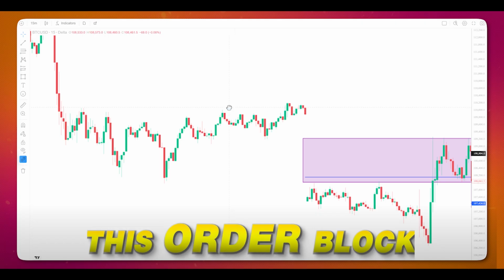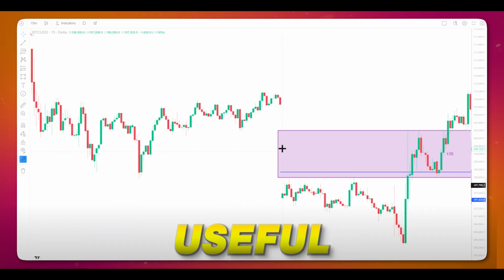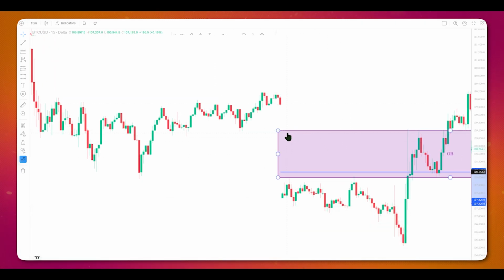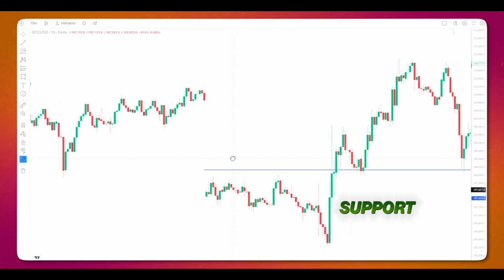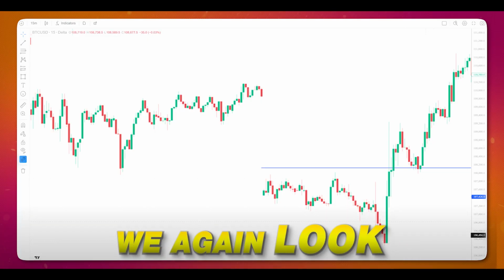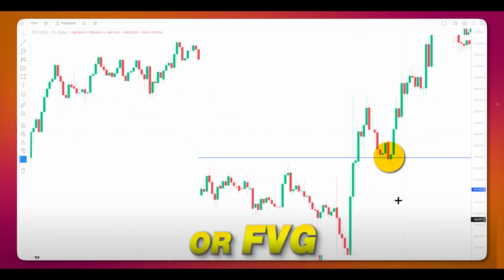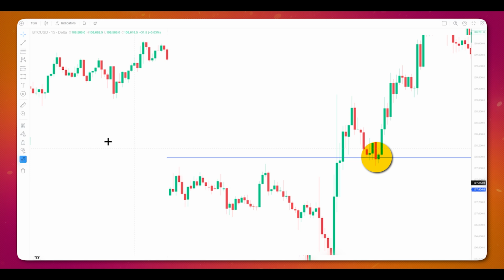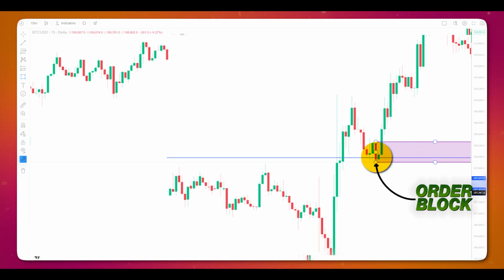So this order block is no longer useful and we delete it. But we still keep support and resistance. Now suppose you want to take a trade here. We again look for order blocks or FVGs. If you observe carefully, this level again caused a strong upward move. So this candle before that move again acts as an order block. We mark this order block.